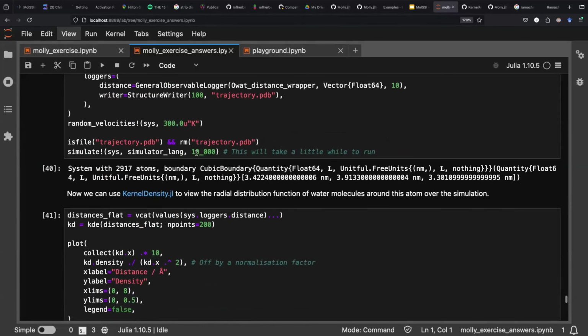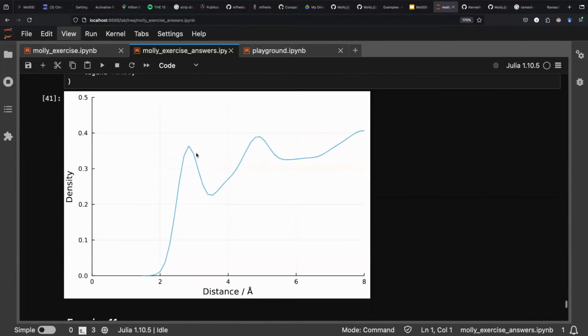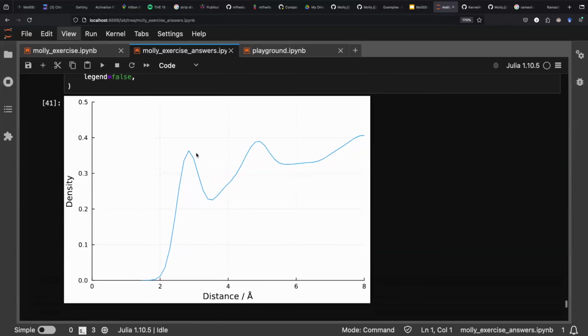We run the simulation, and then we plot this. Usually it's normalized slightly differently, but basically you're seeing two peaks here. The first peak you're seeing around 3 angstroms is the first shell of water. So you have water that kind of interacts at this characteristic distance around this carbonyl atom. And then around 5 angstroms, you see the second shell of water. So this is giving you some indication that water is ordered around this atom.